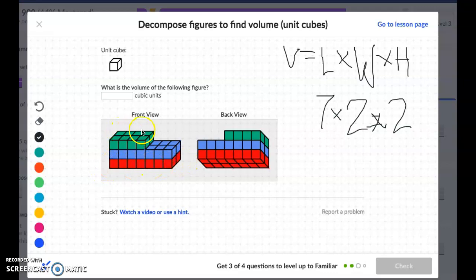And then I can see my green cubes up here. So 29, 30, 31, 32, and then I have another row of 4. 33, 34, 35, 36.